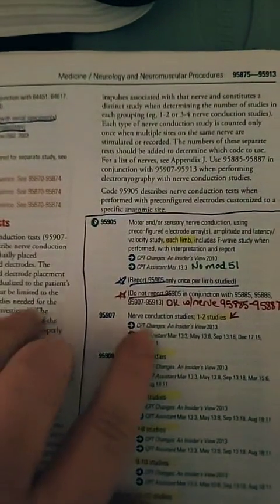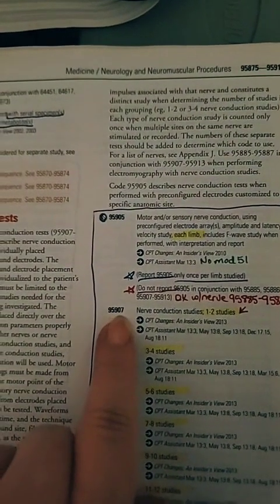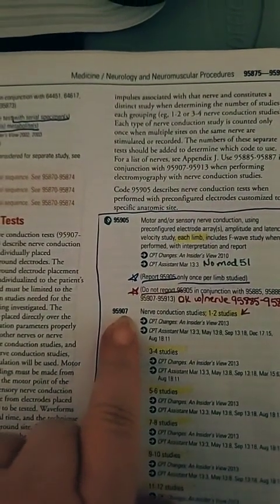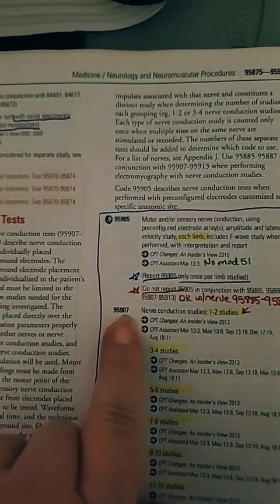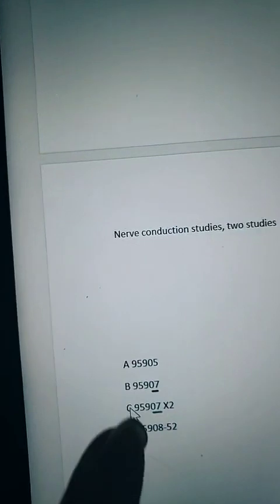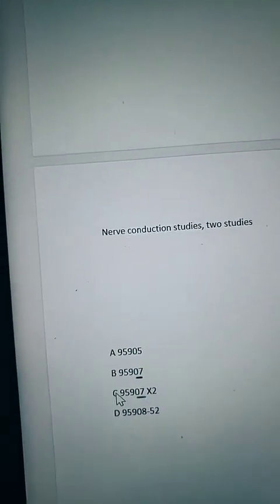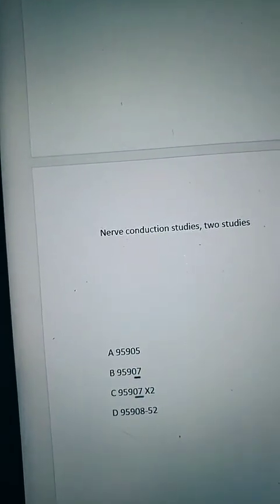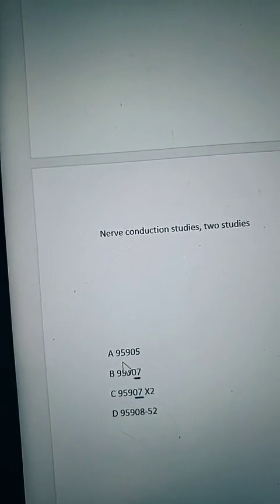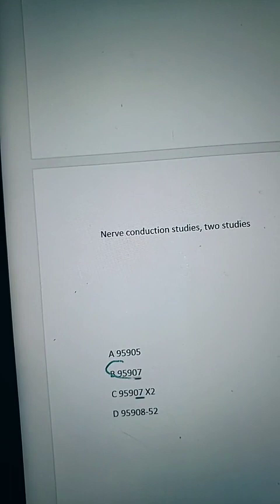So we're going to skim our question. We've got 2 studies. So which one was 2 studies? Oh, 7 was 2 studies. And we know we don't do this one times 2, right? Because it's not a plus sign. And it is for 2 studies. Simple. Just do B and you're done. Any questions?